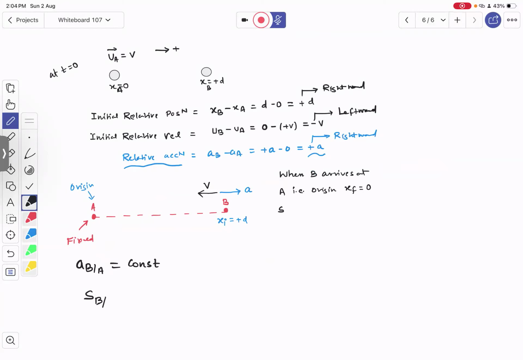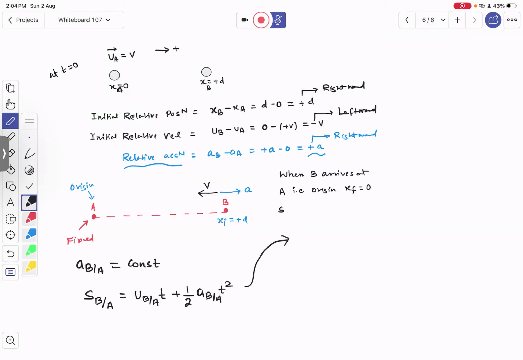From the frame of A, every term will be what we see for B with respect to A. So the displacement of B with respect to A will be the initial velocity of B with respect to A times T, plus half of the acceleration of B with respect to A times T squared.